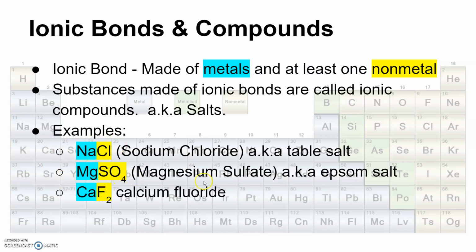Magnesium sulfate, MgSO4. So you have a metal, magnesium, and then S and oxygen. Those are both nonmetals. So that's an example of an ionic compound. This is also known as Epsom salt, the thing that people put in their bath to help relax them. And the last example here, we have calcium fluoride. So again, we have a metal, calcium, and then a nonmetal, fluorine.